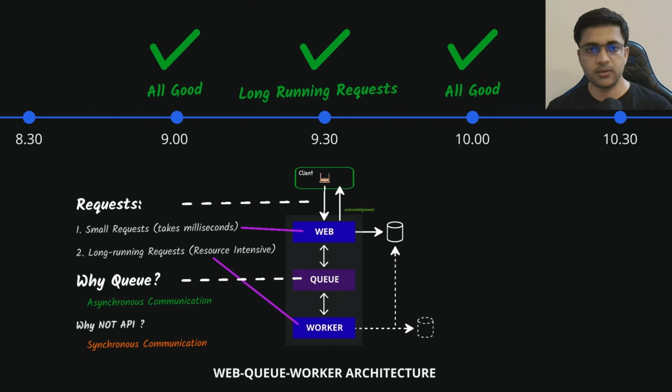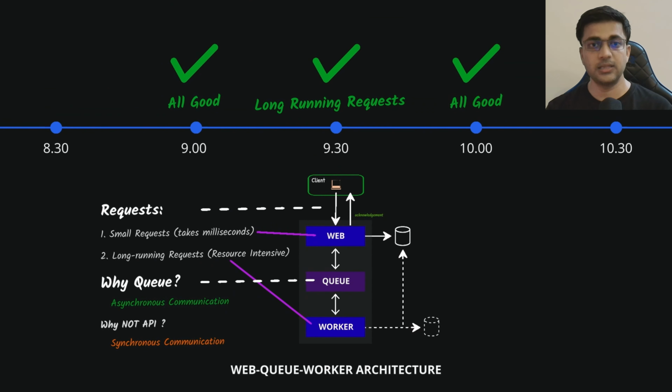This is how the queue allows them to communicate in a loosely coupled way, and that is how it helps prevent failures from cascading.